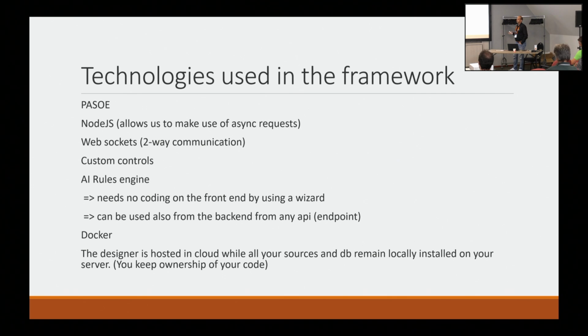What technologies did we use to achieve all this? Of course, we have the Pasoe backend, because we're exclusively working on the Progress backend. Again, we don't need everything as a small company. We just need to have a good connection to our backend. And our backbone, for us at least, is always OpenEdge. So we're using the Pasoe.